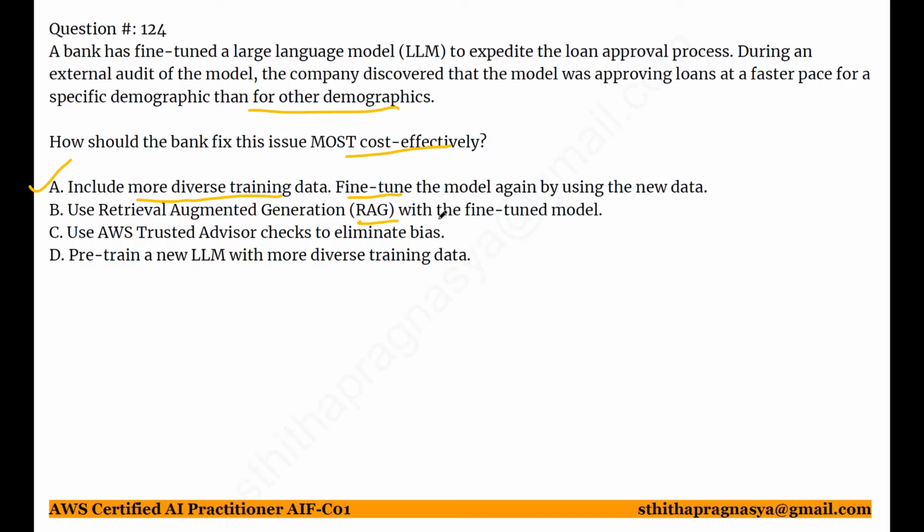And RAG integrates external knowledge sources with an LLM for improved responses. However, it is not designed to address inherent biases in the model's training or decision-making processes. And Trusted Advisor provides recommendations for cost optimization, security, and performance improvements, but it does not offer tools for detecting or eliminating bias. I don't know why they even included that here. And pre-training a new LLM from scratch is resource intensive, requiring significant computational power and time. While it may address bias, it is not cost effective compared to fine-tuning an existing model at all.